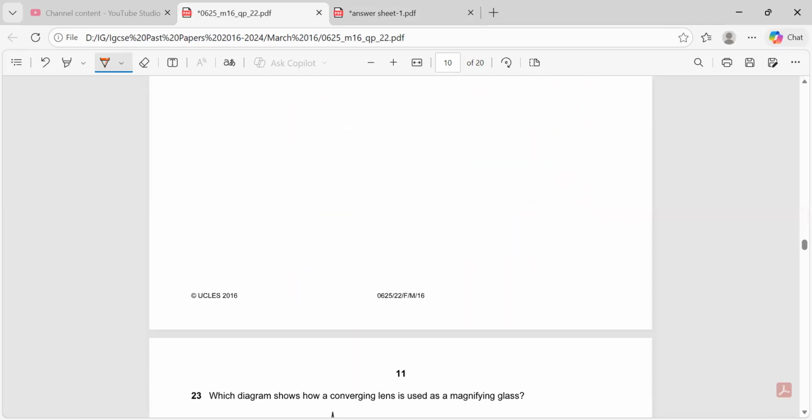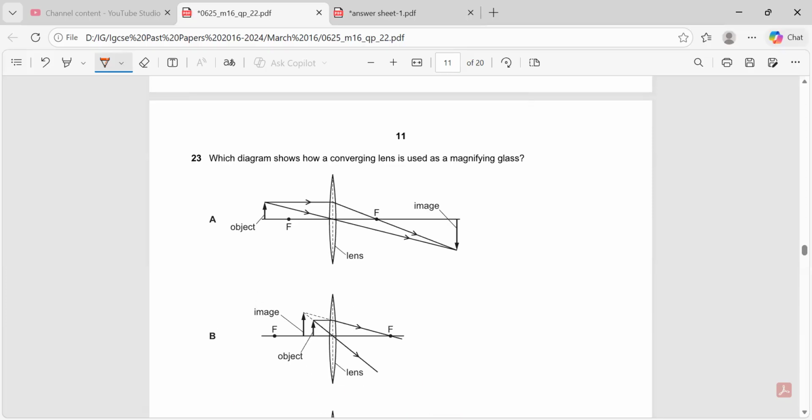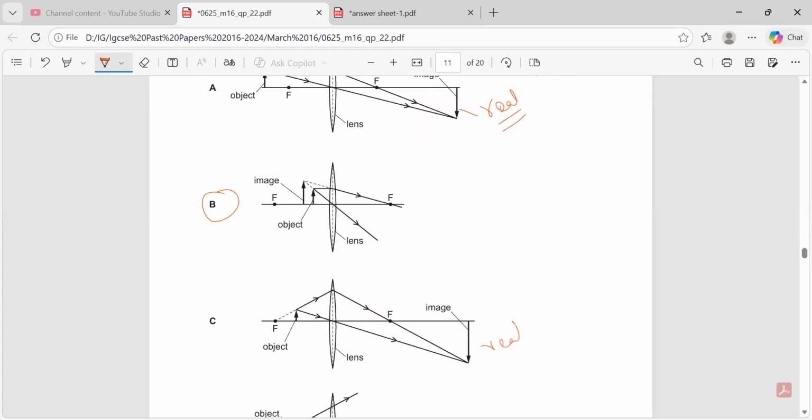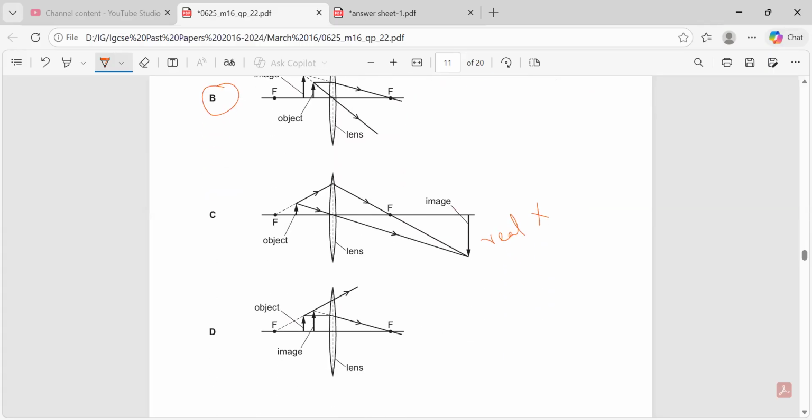Now come to question number 23. Which diagram shows a converging lens being used as a magnifying glass? When it is a magnifying glass, the image is virtual. Image is virtual, meaning the lines are not really intersecting. The image cannot be formed on the screen. This is a real image because it is inverted. Here, this is also a real image, so wrong. And this is not making any sense. How can this be the answer?